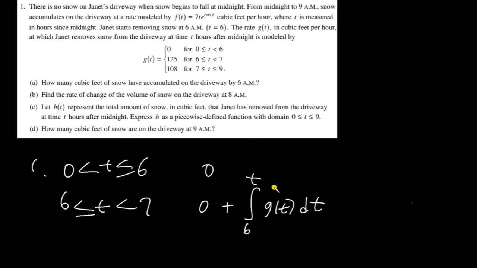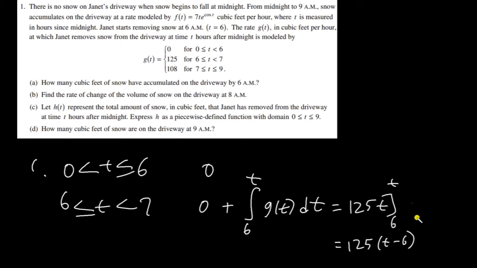Because that tells us how much snow she's removed at time t. That's the function that tells us how much snow she's removed at a certain time, and then we can plug in t to get the total amount of snow removed by that time. Okay? Then, since for t between 6 and 7, g of t is 125, this is equal to 125t from 6 to t, which is going to be 125 times t minus 6.